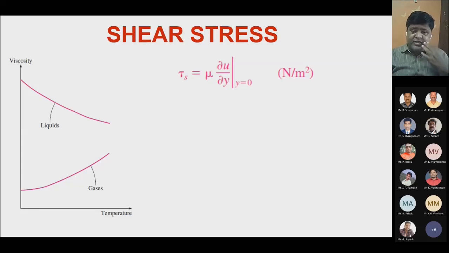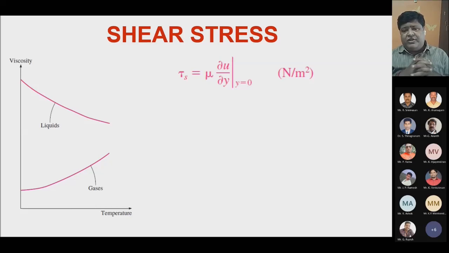So the shear stress tau s is equal to mu into dou u by dou y, the relation we have seen in fluid mechanics. That is the stress at the surface. Say, for example, the stress here in the y direction is proportional to the velocity change.